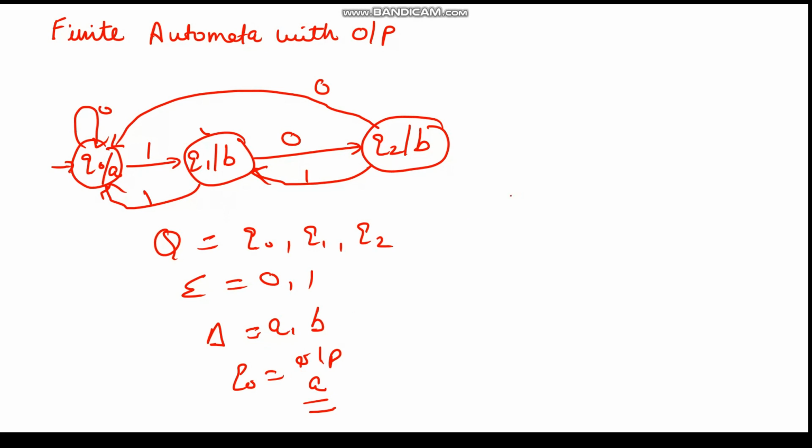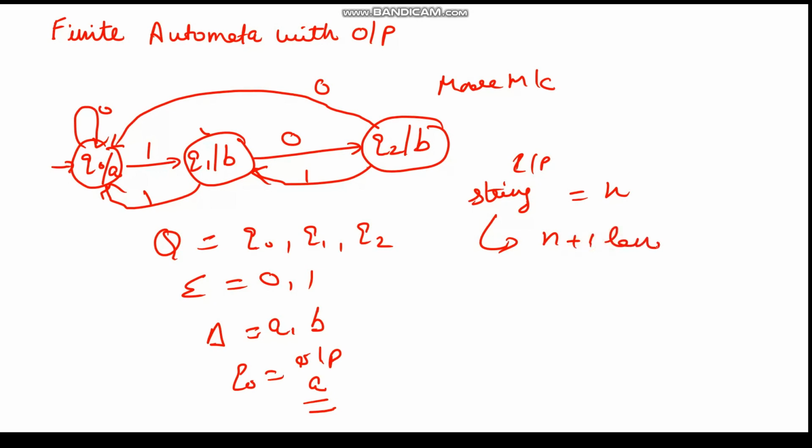But here we also need to remember, if we pass an input string of length n in the case of a Mealy machine, then the output that will be produced will have length n plus 1. So this is how the Mealy machine will work in this case.